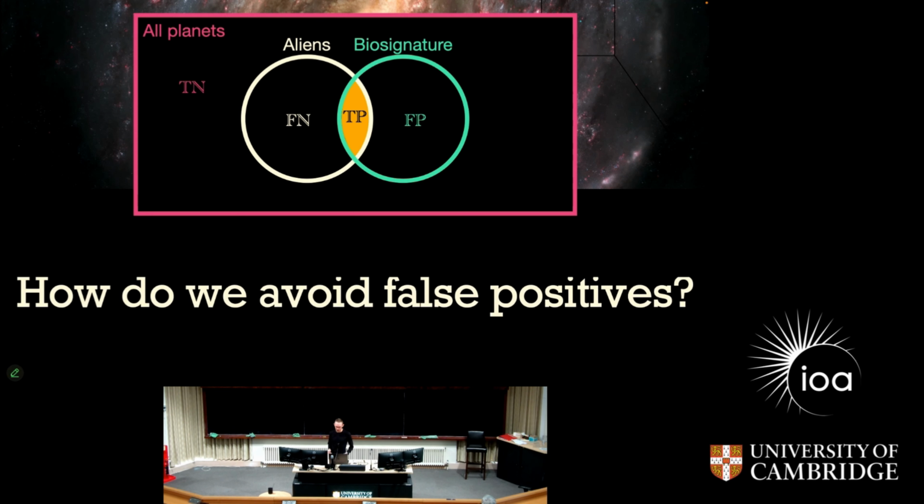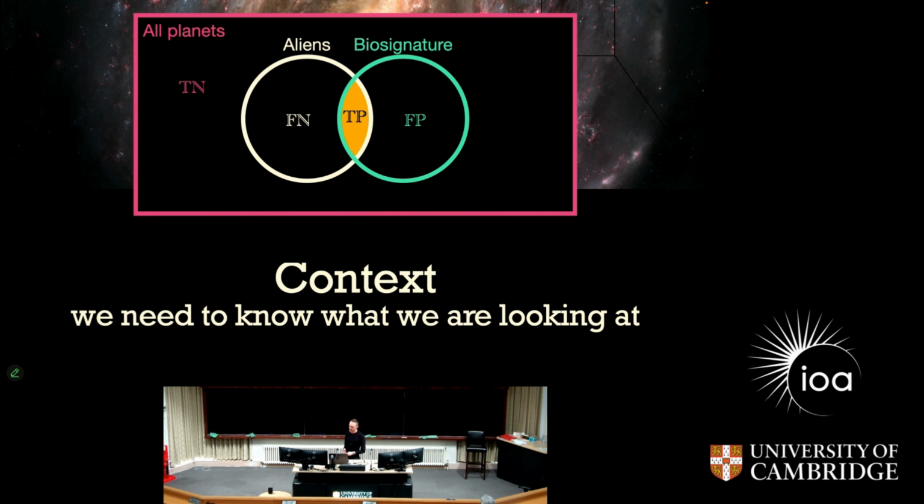So how do we do that? How do we avoid false positives? What I'm going to suggest, and what most of our work focuses on, is that critical to this quest for finding life is understanding the context. At its heart it is a search for understanding the planetary context in which we're observing the signal we're seeing. We need to know what we're looking at. Then, given that, we can understand whether the signal we're seeing is potentially biological in origin or not.